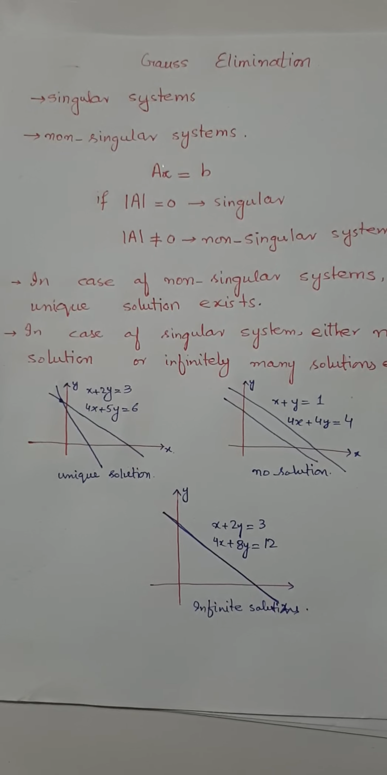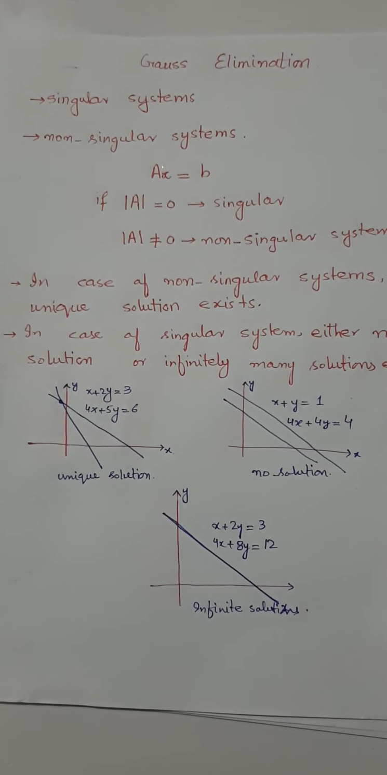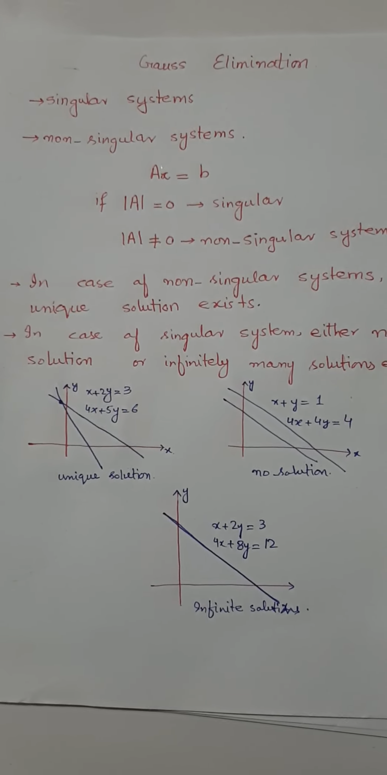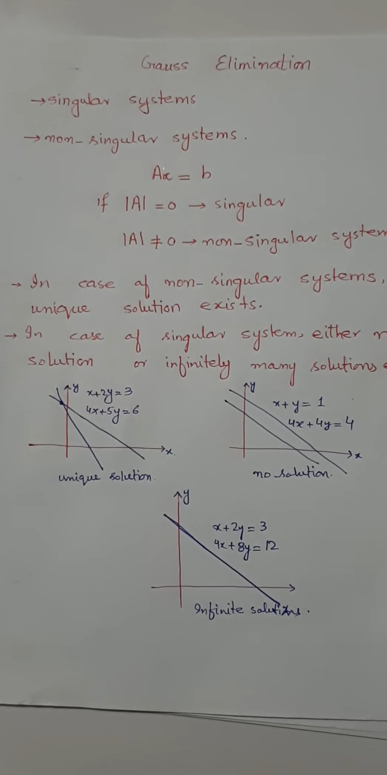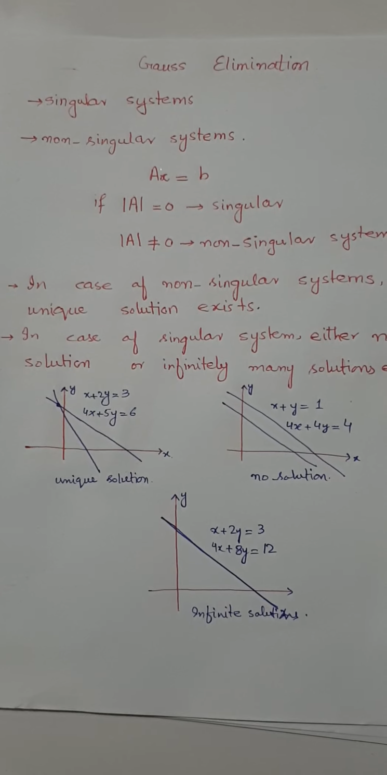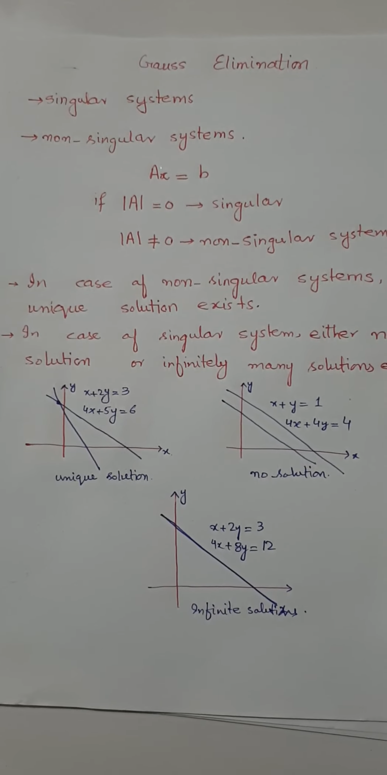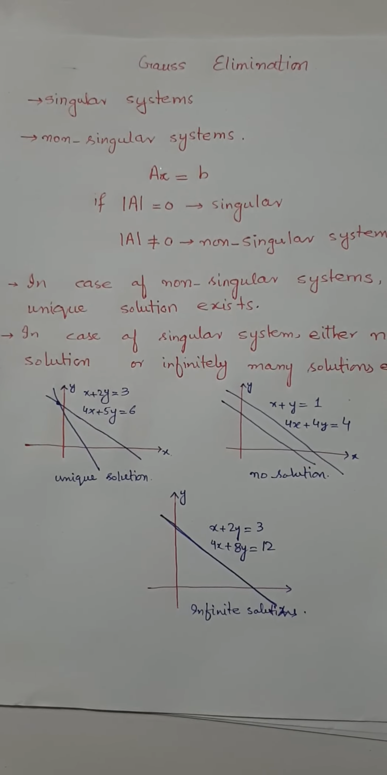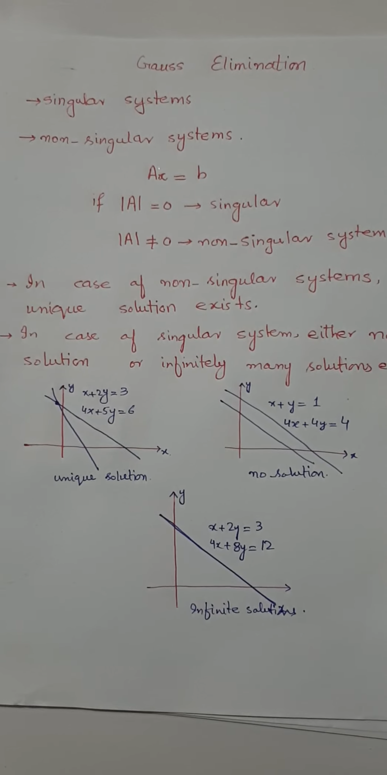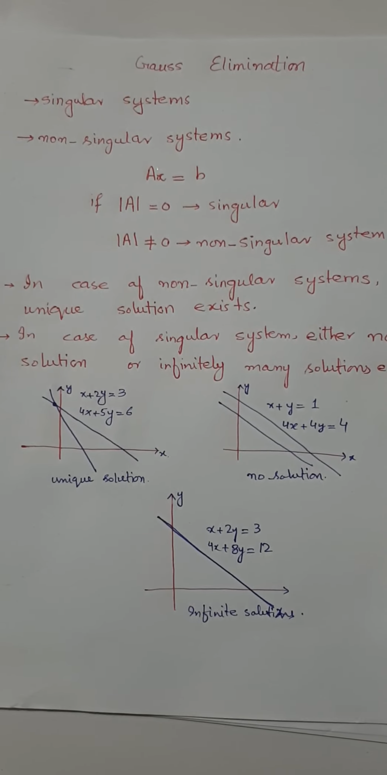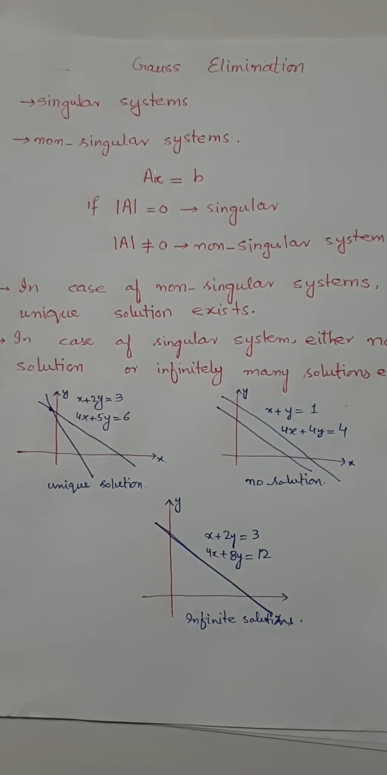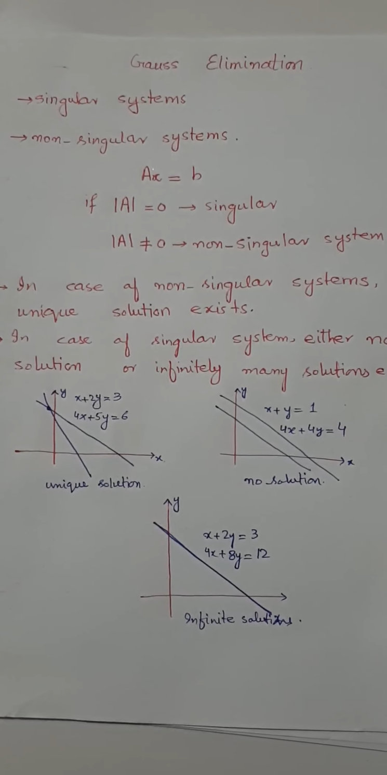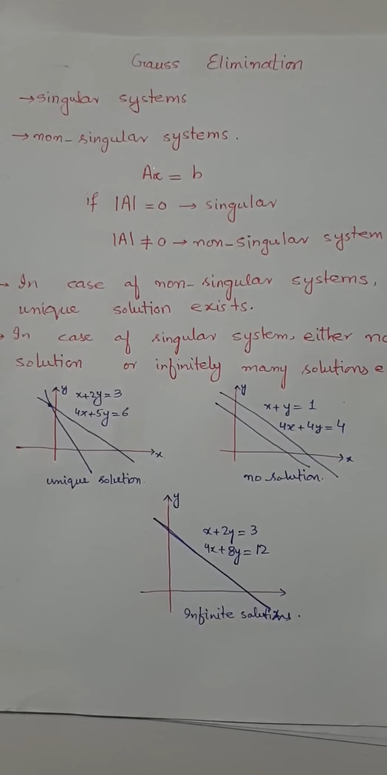For every system Ax = b, where A is the matrix of the coefficients, x is the vector of the unknown parameters of your system, and b is the vector of constants on the right hand side of your system. If the determinant of the coefficient matrix is equal to 0, then we say that such systems are called singular. And if the determinant is not equal to 0, we call such systems non-singular systems.